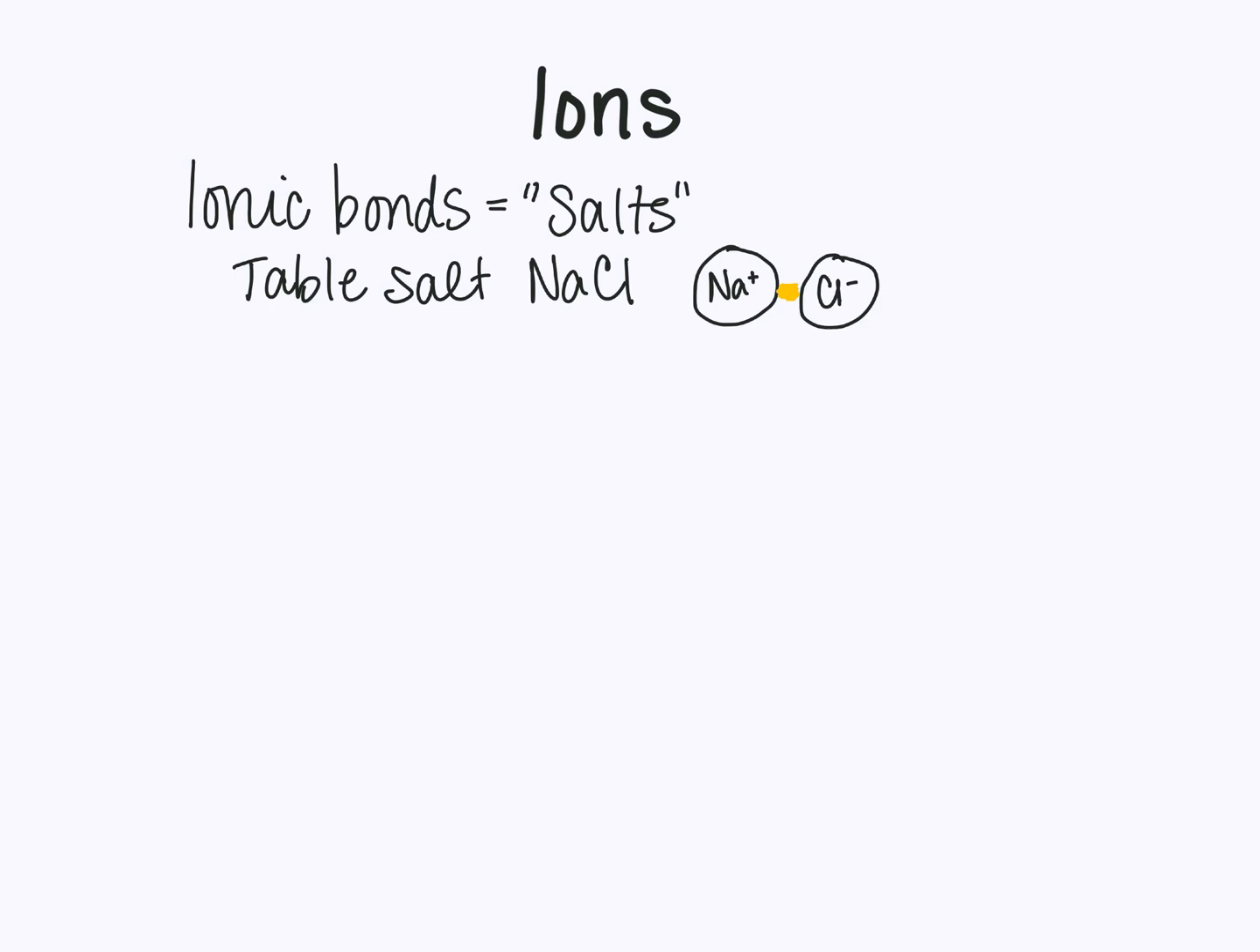Now there are other examples of salts though. So table salt is, like we said, the most common, the one that we're most familiar with, but anything that's held together by an ionic bond is called a salt. So we can also have things like magnesium chloride. We can have potassium chloride. We can have calcium chloride. So anytime atoms are held together by an ionic bond, it is known as a salt.